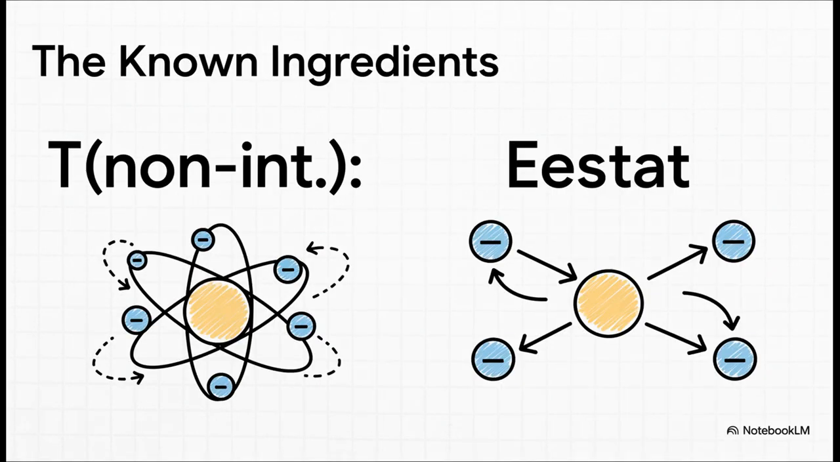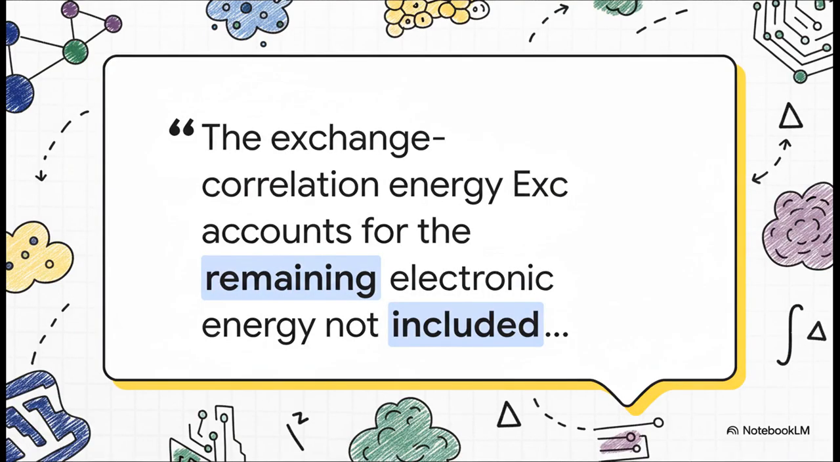So, what are the parts we do know? Well, first, you've got the kinetic energy of the electrons, but it's calculated as if they weren't interacting with each other at all. The second part is the electrostatic energy, the classic push and pull between the negative electrons and the positive nucleus and between the electrons themselves. These parts, we can calculate them precisely. They're well defined. And that brings us to the mystery ingredient, the exchange correlation energy, or EXC.